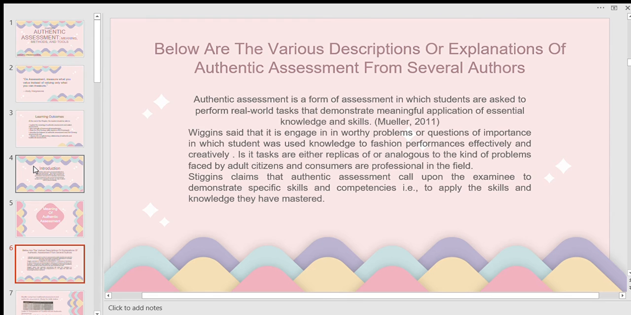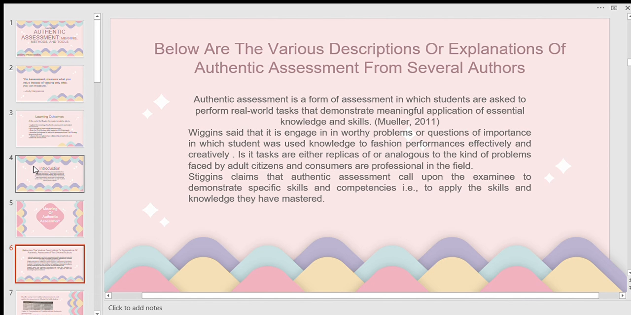So, according to Meyer, authentic assessment is a form of assessment in which students are asked to perform real-world tasks that demonstrate meaningful application of essential knowledge and skills. Wiggins said that it is engaged in worthy problems or questions of importance in which students use knowledge to fashion performances effectively and creatively.